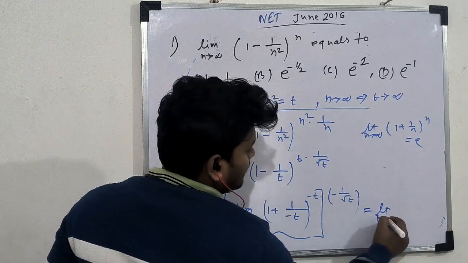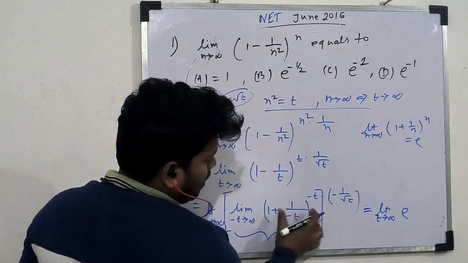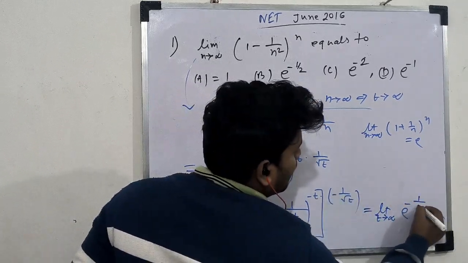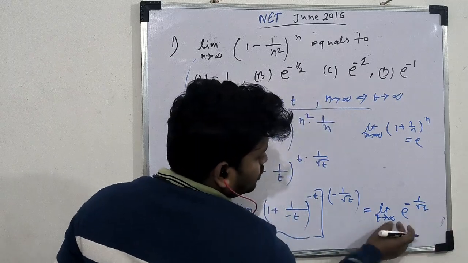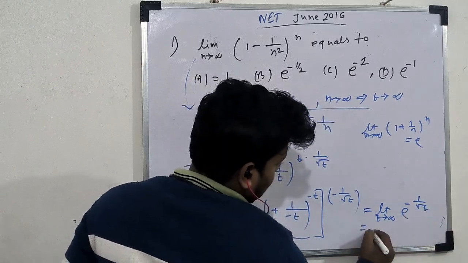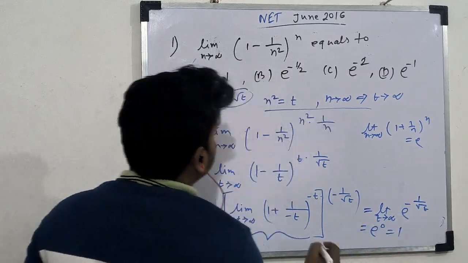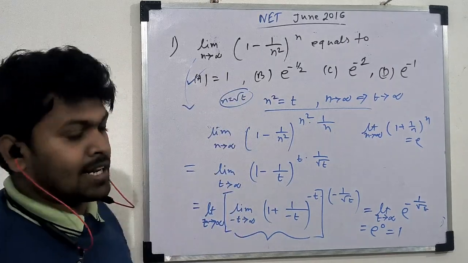So limit t tends to infinity e to the power minus 1 by root t. So now t tends to infinity, 1 by infinity, that is 0, that is e to the power 0 equal to 1. So option A is correct.